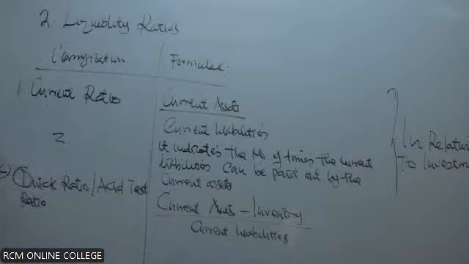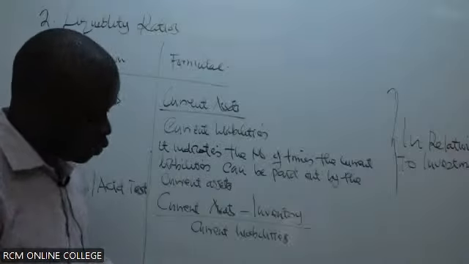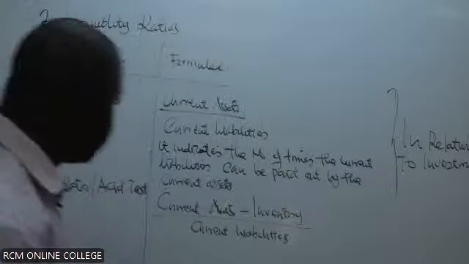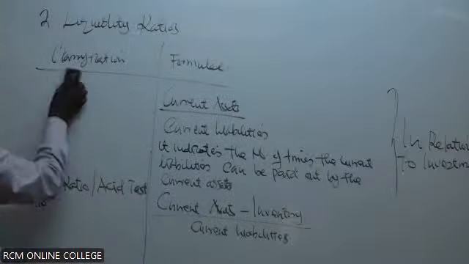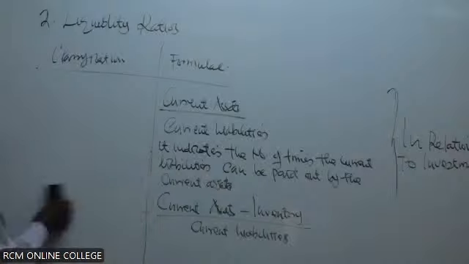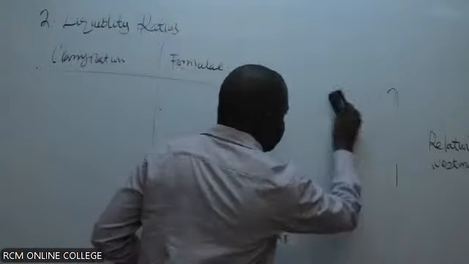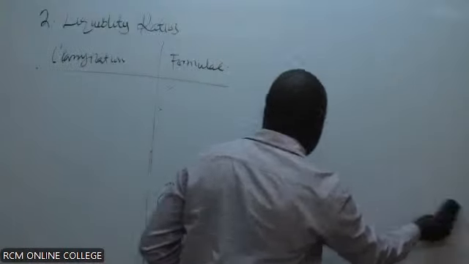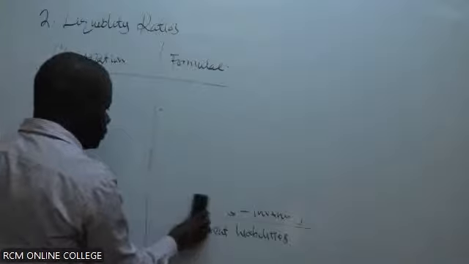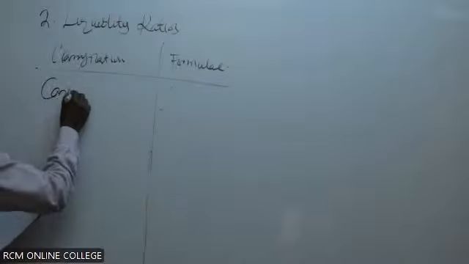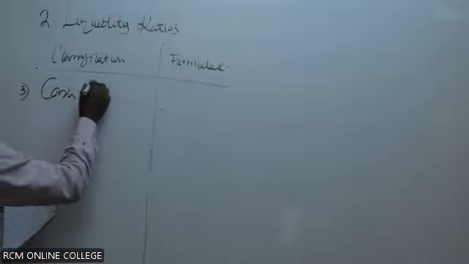Then the last one under this category is what we refer to as cash ratio. So that is number 3 under liquidity ratios. You can put the last one, what we refer to as cash ratio.